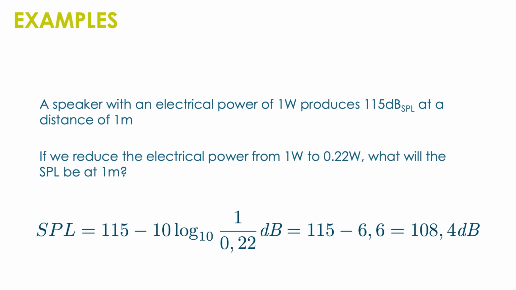So the formula is the SPL is equal to 115 minus 10 log of 1 over 0.22 in decibel. This time we use the formula with the 10 because we are dealing with powers. And the result is 115 minus 6.6, which is actually 108.4 decibels. Now, what is going to happen if we combine two sounds?